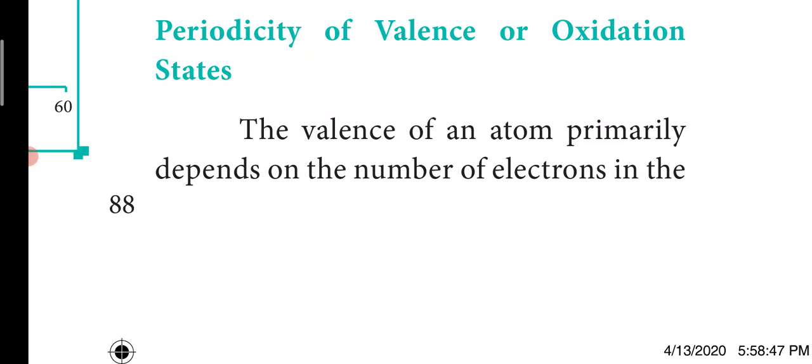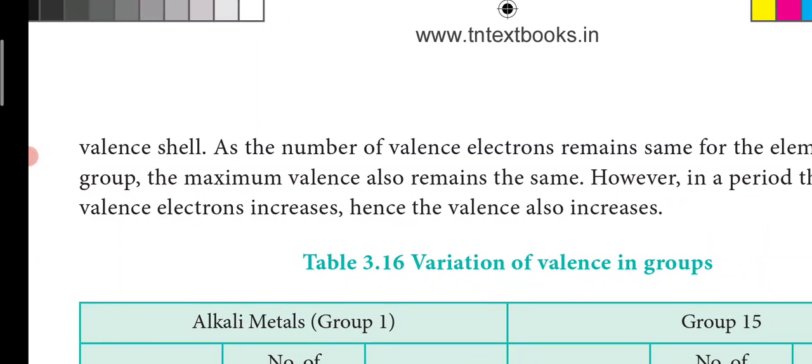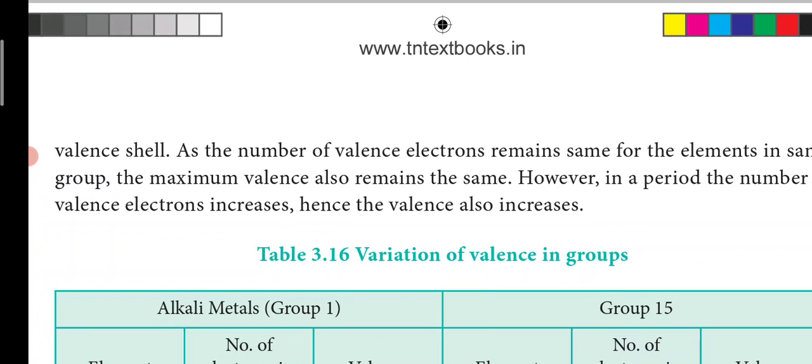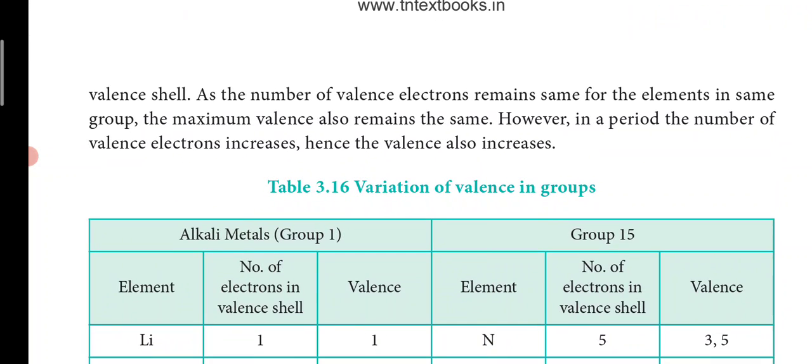The valence of an atom primarily depends on the number of electrons in the valence shell. So what does valence depend on? It depends on the number of electrons in the valence shell. As the number of valence shell electrons remains the same for the elements in the same group, the maximum valence also remains the same. So if we take a group, that is top to bottom, for example the alkali metals, all of them maintain the same valency. Whether it has a minimum valency and a maximum valency, both will be the same.